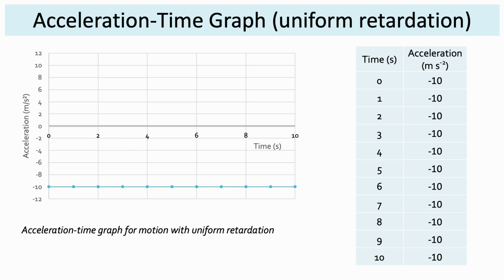In uniform retardation, acceleration is constant but negative. The acceleration time graph is a horizontal line below the time axis. Here you can see that a is minus 10, meaning that the body is slowing down at a steady rate.